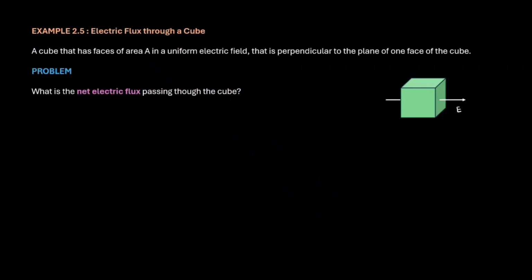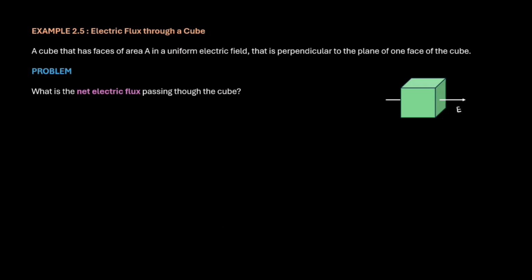Example 2.5 Electric flux through a cube. A cube that has faces of area A in a uniform electric field that is perpendicular to the plane of one face of the cube. What is the net electric flux passing through the cube? So here in this figure they have given you a cube and there is an electric field passing through the cube which is perpendicular to one face of the cube. And we need to find the total flux through the cube.